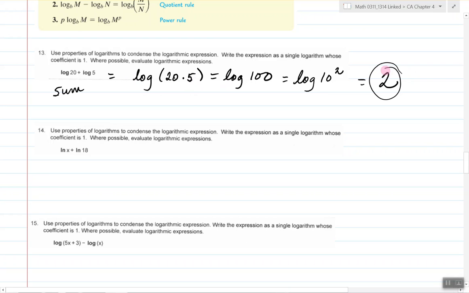All right, number 14. It's also a sum. That means that I will condense it to a single logarithm. The argument will be 18 times x. The reason I put the 18 in front, it's just a little more common than saying x times 18. I cannot do anything to simplify, so that's my answer.